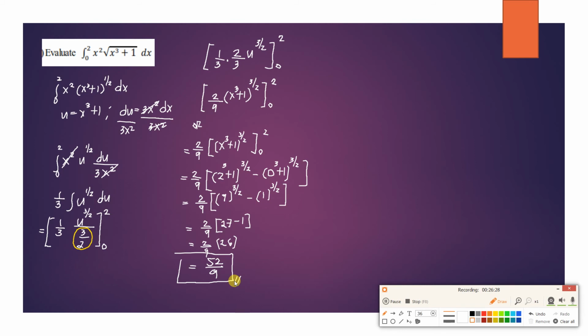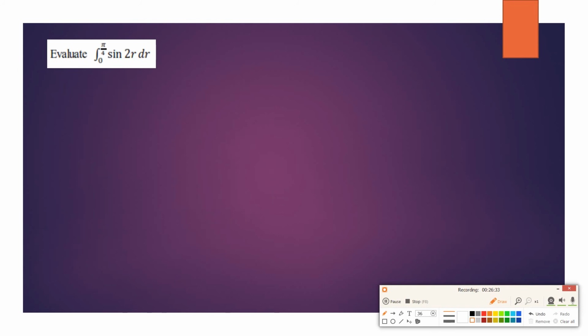Okay, and for our last example, evaluate the integral having limits from 0 to pi over 4 of sine 2r dr. Kung napansin niyo, this is now trigonometric function. So, konting review tayo. Pag involve ang trigonometric function, yung angle niya is 2r. Okay, angle niya 2r.